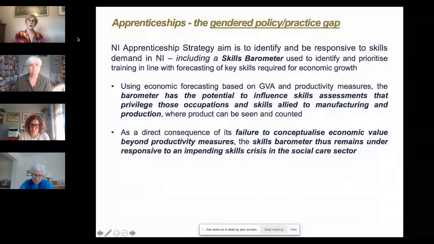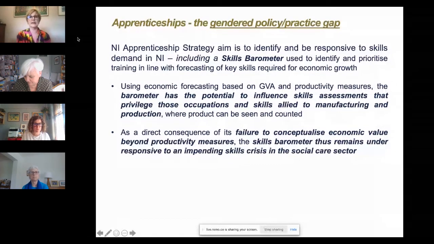One of the problematic factors that we identified in this analysis is that a lot of what has been identified as a priority focus in Northern Ireland has come from something called a skills barometer. And this is something that the government asked economists within our university actually to develop. And that barometer is used to identify and to prioritise training in line with the forecasting of skills required for economic growth. And it's very, very traditional in its approach. It's very focused on occupations and skills which are allied to manufacturing and production, and a complete failure to conceptualize that social care, for example, has any economic value.